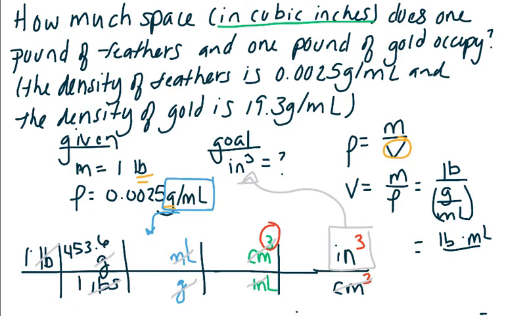To convert between grams and milliliters, careful: grams and milliliters are different types of unit. Grams is a unit of mass, milliliters is a unit of volume. The only way to convert between mass and volume is with the density. So you have to know what particular substance you're talking about.